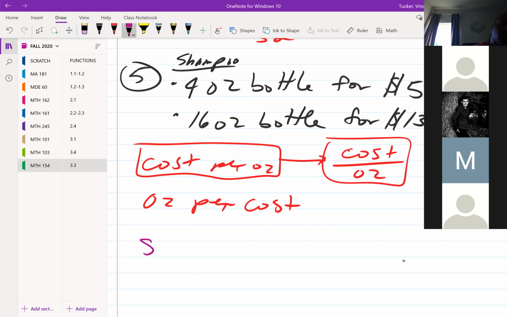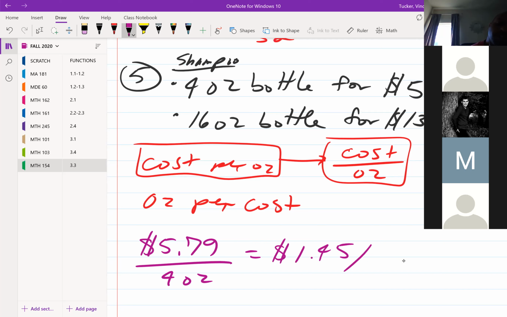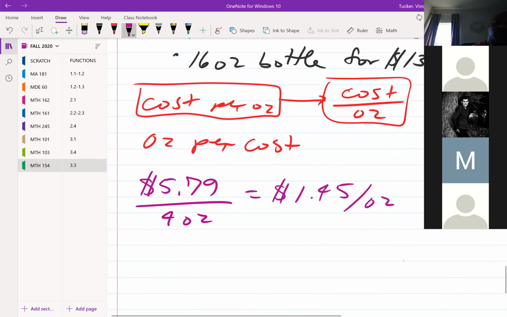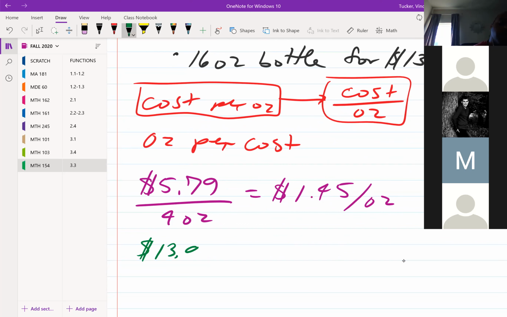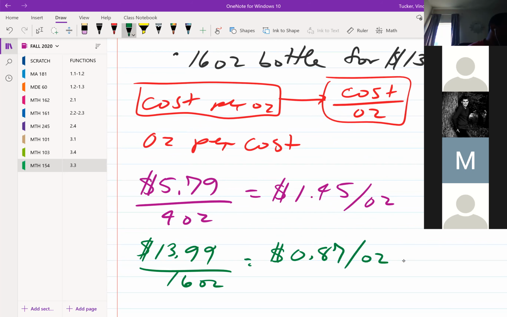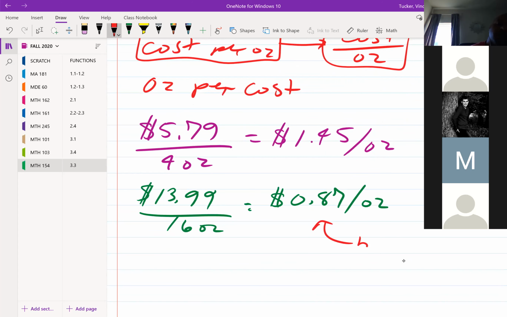All right, so the first one we're looking at, $5.79 over 4 ounces. Divide that out, that will be $1.45 per ounce. And the other one's $13.99 for 16 ounces. Divide that out, you are only paying 87 cents per ounce. So this is the better buy.